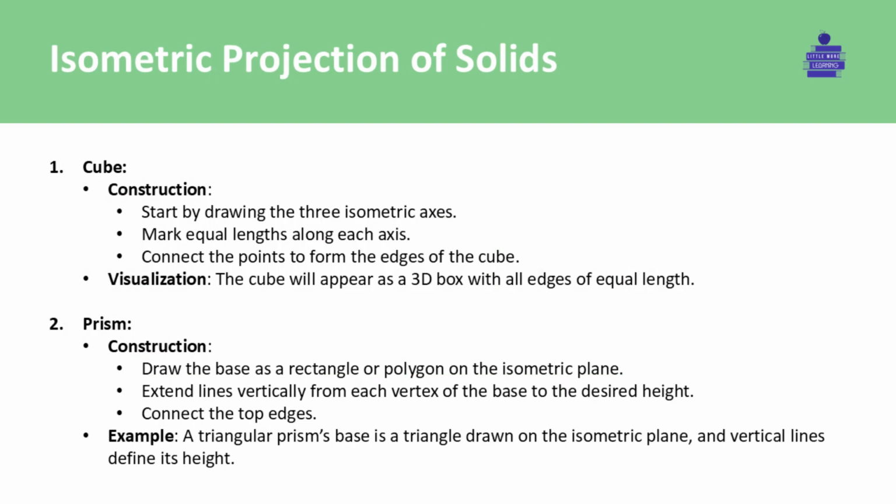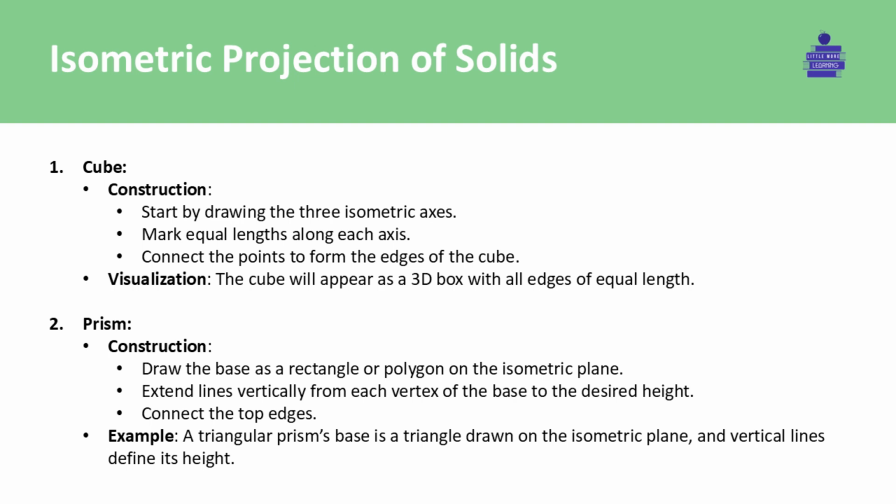Let's explore how to represent different 3D shapes in isometric projection, starting with a cube, the building block of understanding more complex shapes. When drawing a cube isometrically, we begin with those three essential isometric axes we discussed earlier. Imagine you're building the cube step by step. First, mark equal lengths along each axis. These will be your edges. When you connect these points, something magical happens. Your flat drawing suddenly appears three-dimensional.